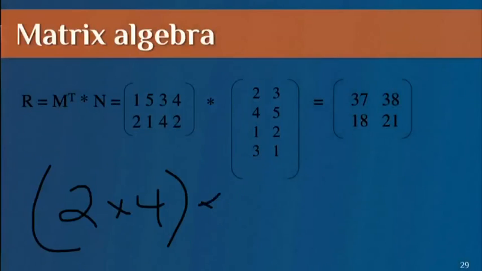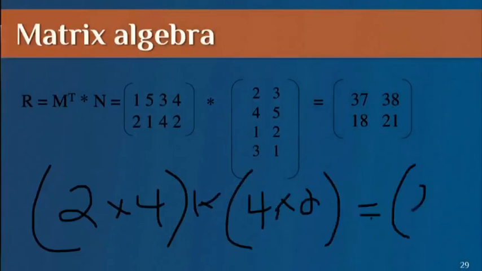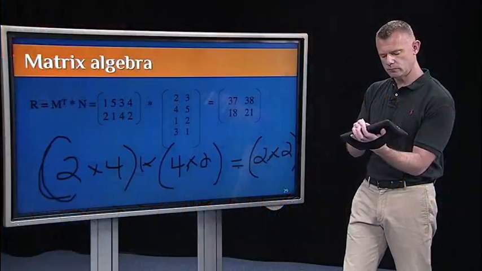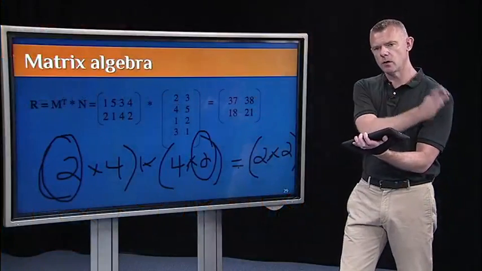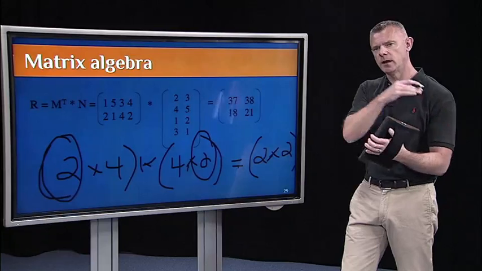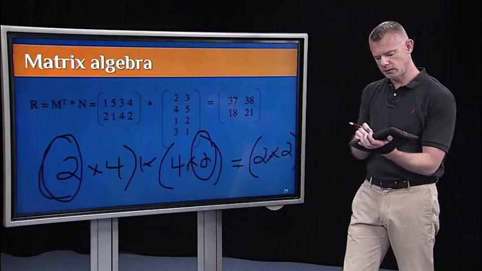I'm going to multiply that by a 4x2. What that will give me is a 2x2 product matrix. It's a 2 by 2. So it's the number of rows in the first matrix and the number of columns in the second matrix.